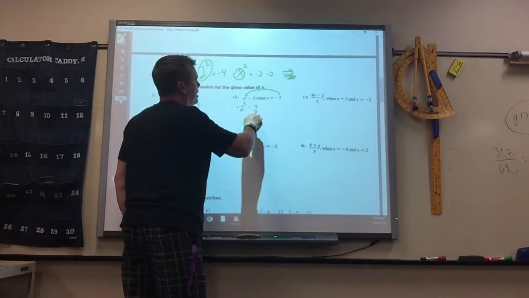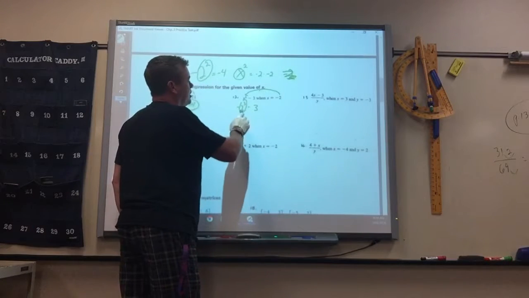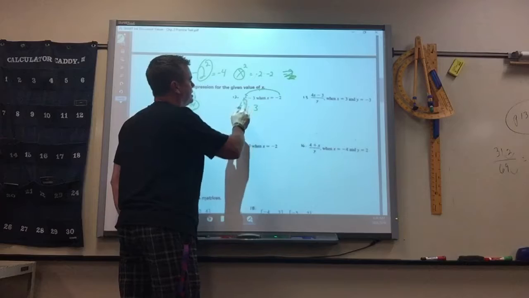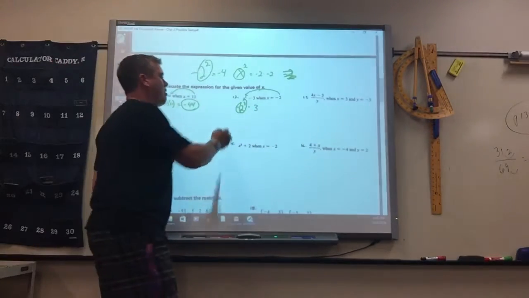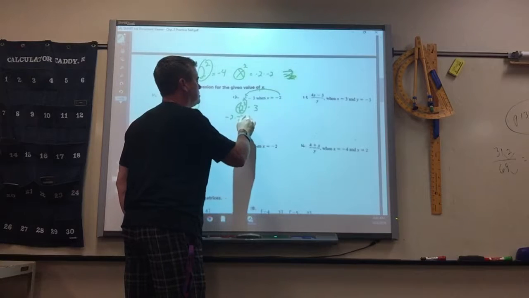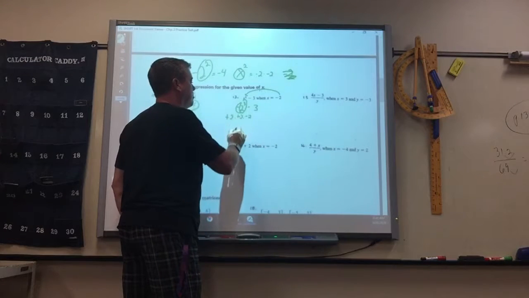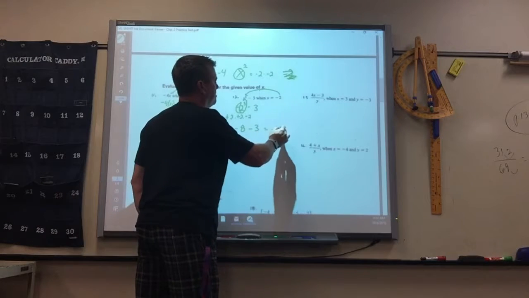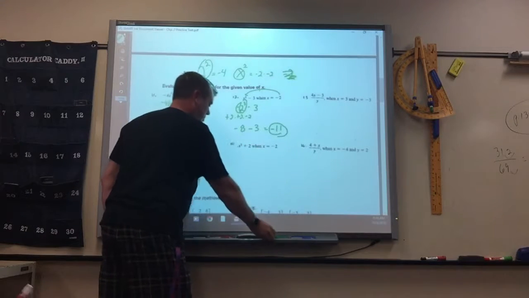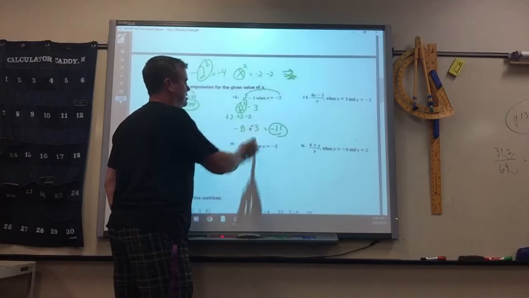And then subtract 3. So 2 cubed, it's actually negative 2 cubed, is negative 2 times negative 2 times negative 2, which is negative 8. Take away 3 is negative 11. Because we gotta change the sign, change the sign.